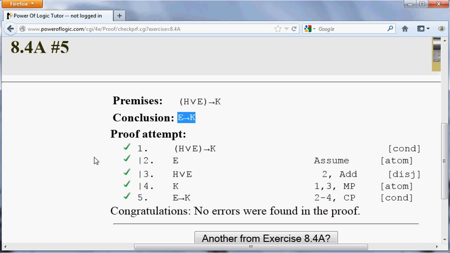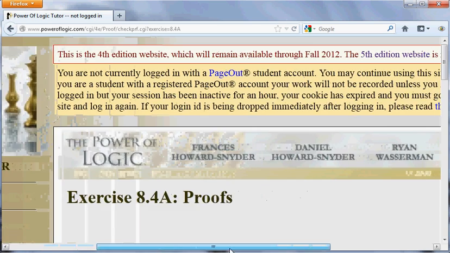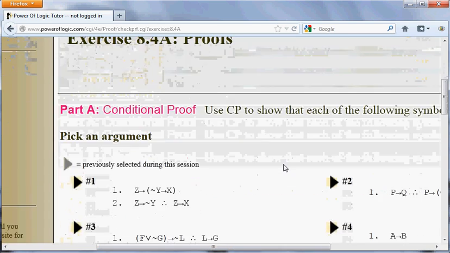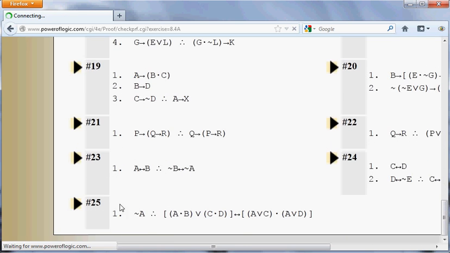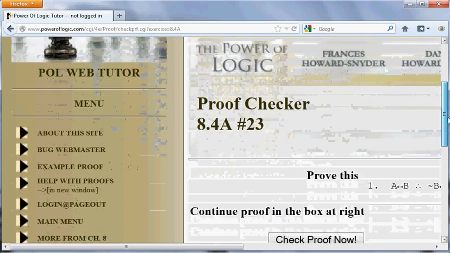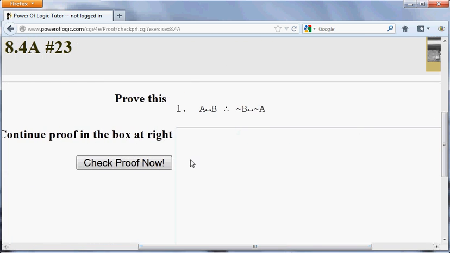I'm going to select another from exercise 8.4a here, except the one that I select, I'm not going to do the proof. I'm just going to sketch out how it would look. I'm going to go down to number 23. Again, I'm not going to do the proof here, but notice what we want to prove is a biconditional statement. A good way to do proofs of this sort is to do as follows.